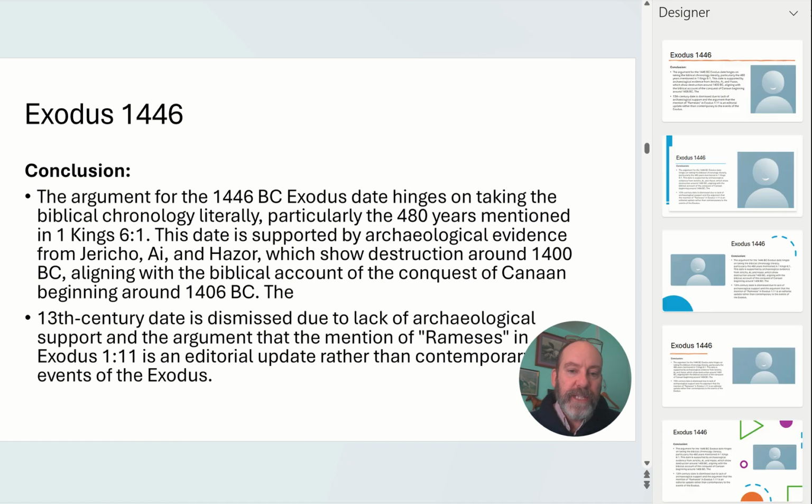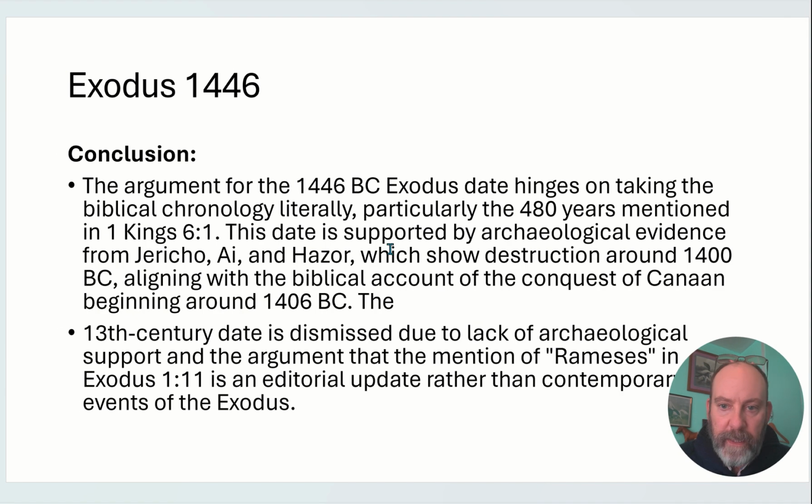The conclusion: the argument for a 1446 BC Exodus date hinges on taking the biblical chronology literally, particularly for the 480 years mentioned in 1 Kings 6:1. And it's supported by the archaeology, and we've talked about the rest. We can dismiss Ramesses. If you watch The Prince of Egypt, it has Ramesses as the Pharaoh of the Exodus. It ain't right. It's not Ramesses. It's one of these other guys.